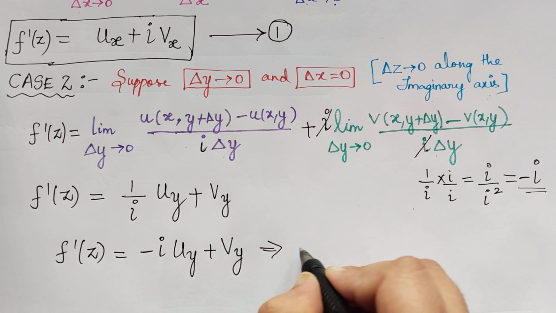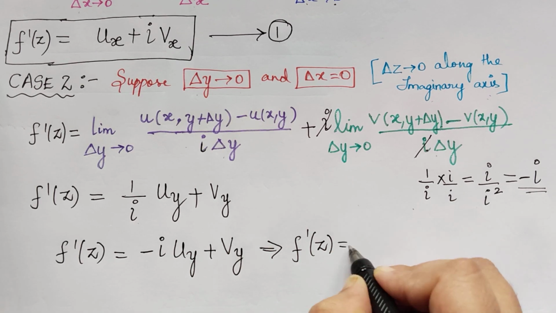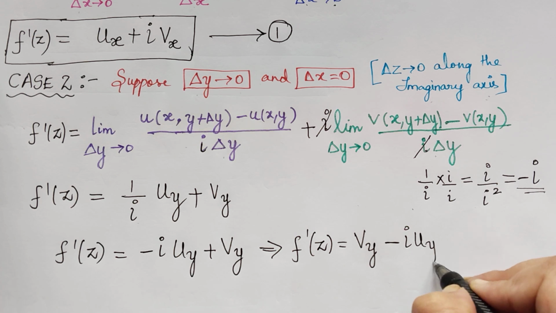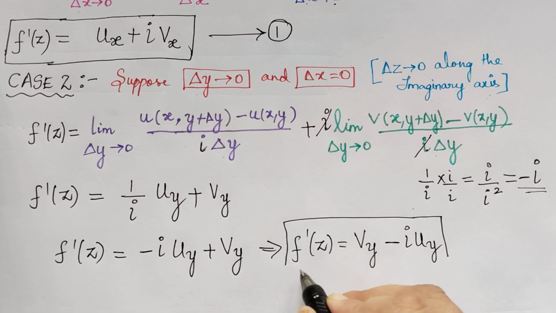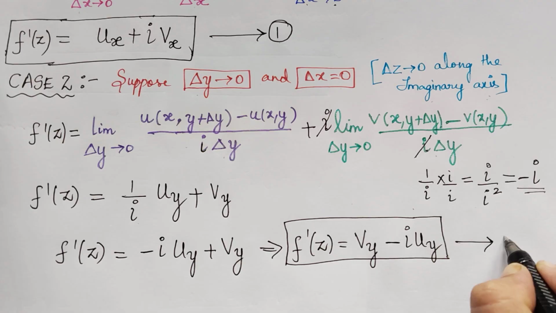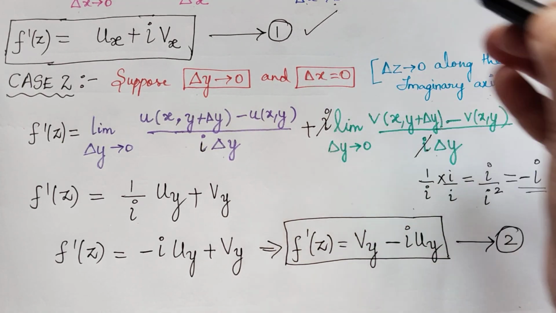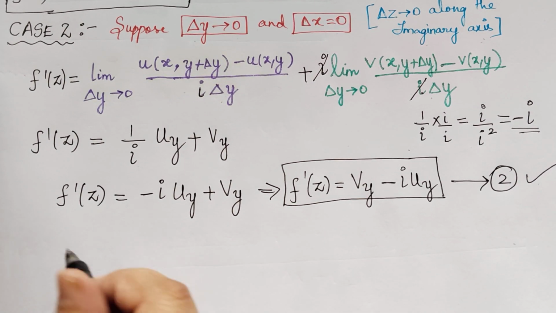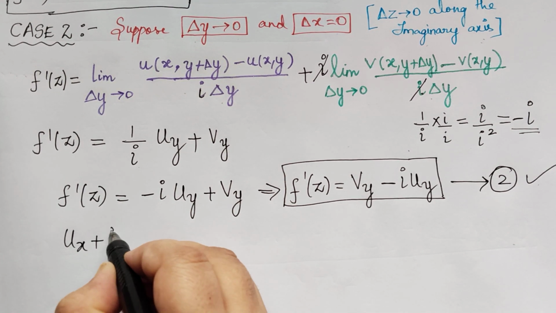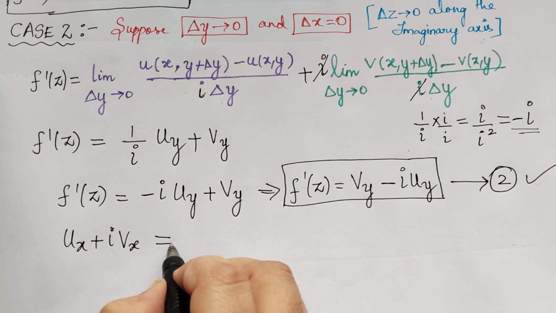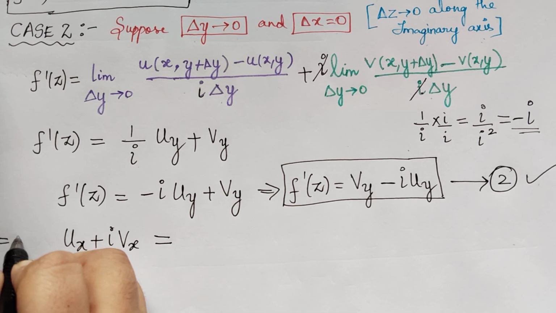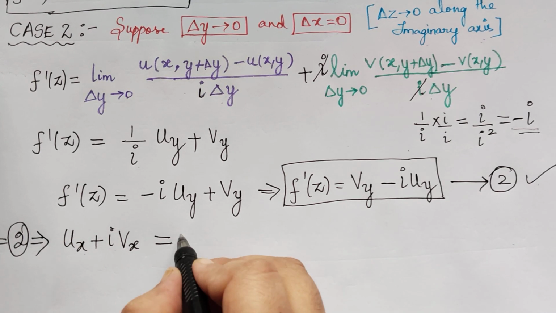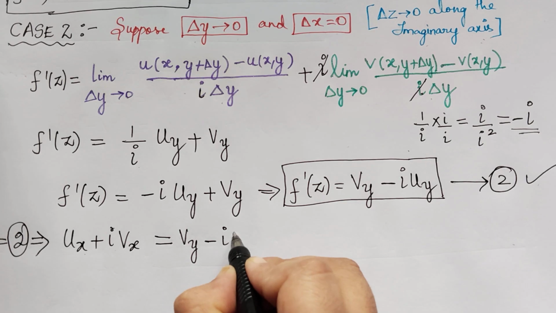So rewriting it properly, f dash of z will be equal to vy, which is the real part, minus the imaginary part is i uy. So this is the other form of f dash of z, which is equation 2. Now we will compare equation 1 and equation 2 and equate them because both are f dash of z. We see that ux plus i vx from equation 1 is equal to, that is we are equating equation 1 and equation 2. So what do we get? ux plus i vx is equal to vy minus i uy.